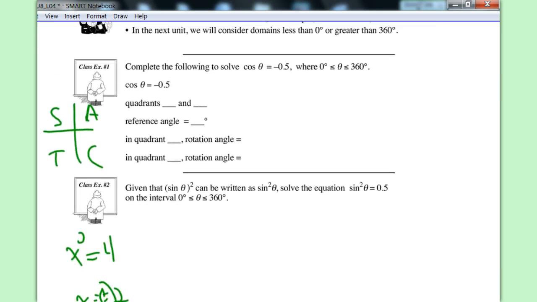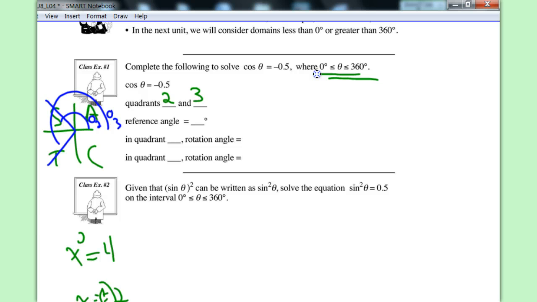In the first question, it says complete the following. When is cosine equal to minus 0.5? I want you to always watch restrictions, so between 0 and 360. So you have an angle theta that must have a cosine value of minus 0.5. Using the CAST rule, that angle theta must be in quadrants where cosine is negative, and that's clearly going to happen in quadrants 2 and 3. So if I draw that terminal arm, theta in quadrant 2 would be there, and theta in quadrant 3 would be there.